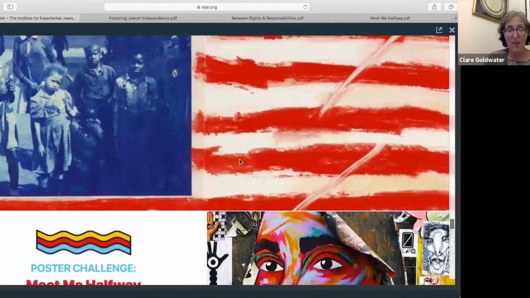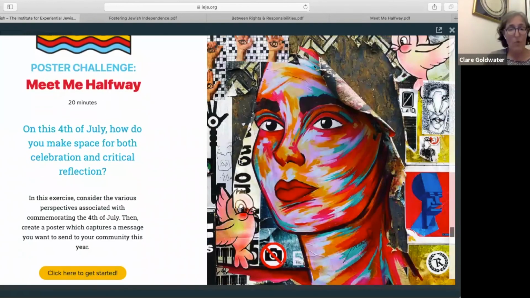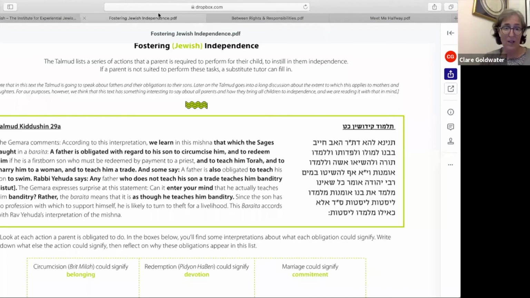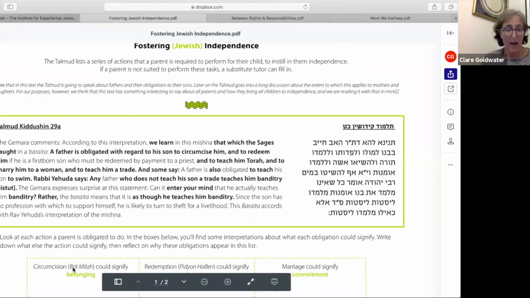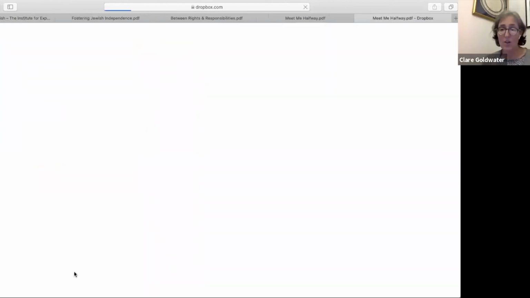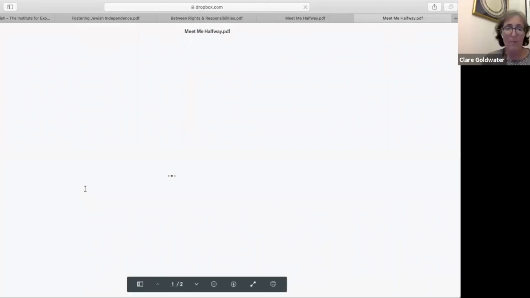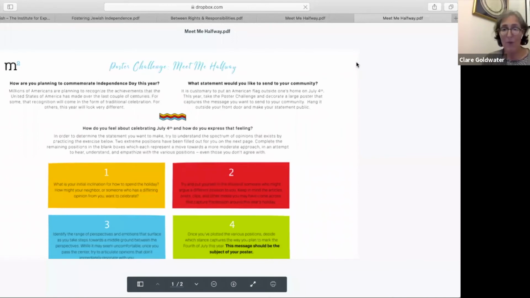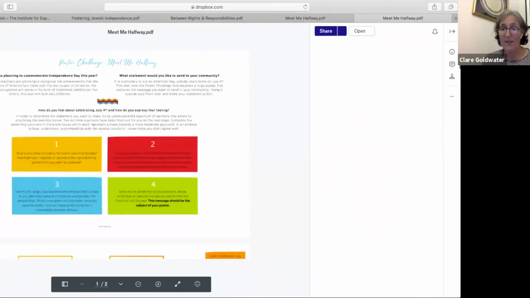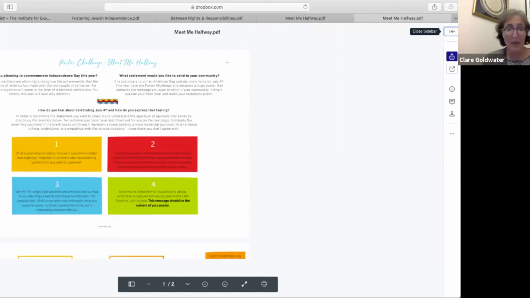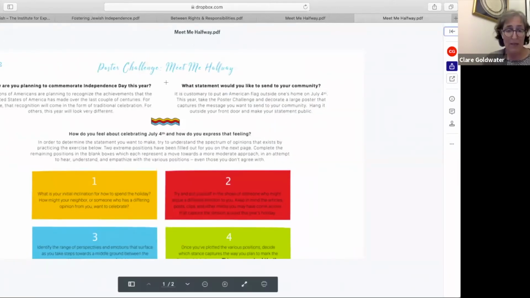So this is going to take us to the last exercise, which we call Meet Me Halfway. If you've been in a SEC program, you've done a Meet Me Halfway exercise, which is exactly the kind of expression of a conflict. And so here, the conflict that we're going to look at is going to take us to a conversation about 4th of July and how we understand it this year, and some of the multiple perspectives about what does it mean to celebrate 4th of July.